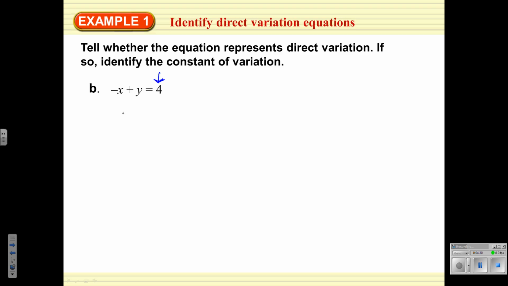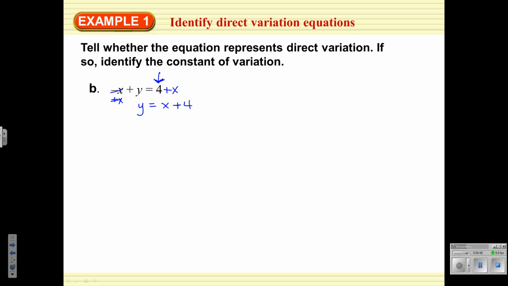So let's just solve for y and see what happens. Since we have a negative x, we need to add an x to both sides so that our negative x and positive x add to 0. And so we end up with y equals x plus 4. So do we have this equation?